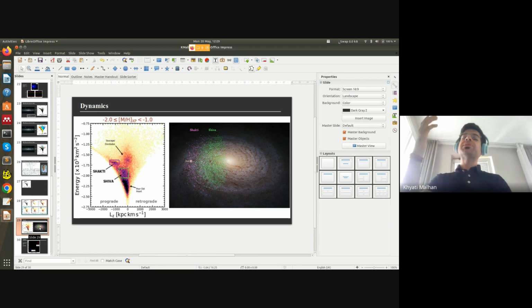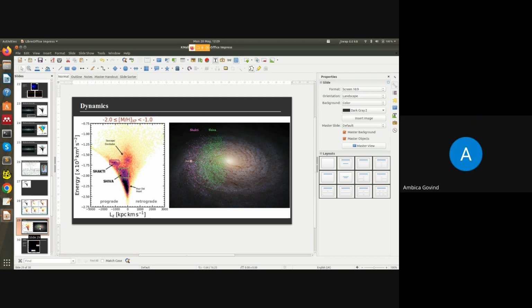But this is something we observe in the simulations as well, and this is something we observe when we observe the Milky Way or other galaxies as well. But it's a genuine question, how do they form? We do not know. It's a good question. Ambika, you had one more question?